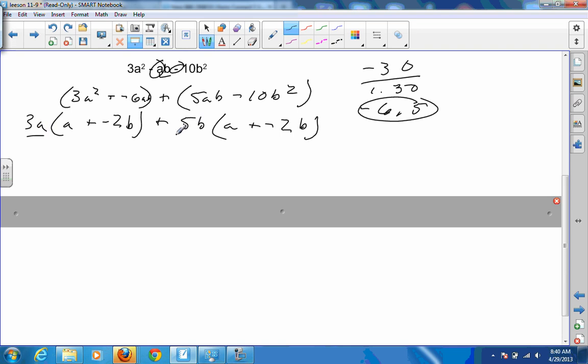So again, this works out. I've got 3a plus 5b that I can pull out. Those are my first binomial. And then my last binomial is the common one, a plus negative 2b. And that is my final answer.